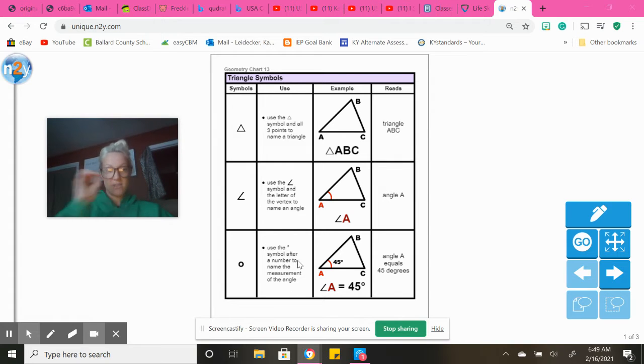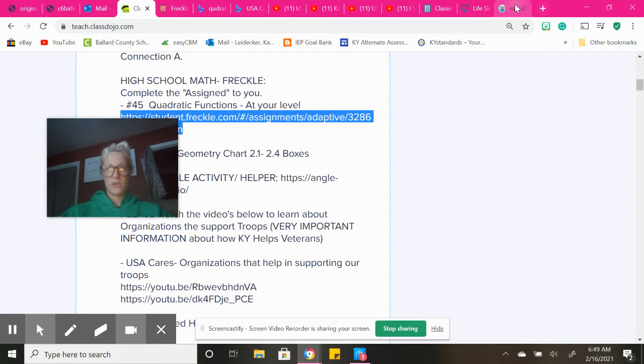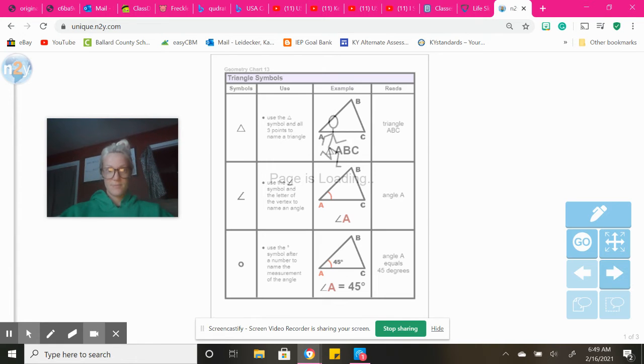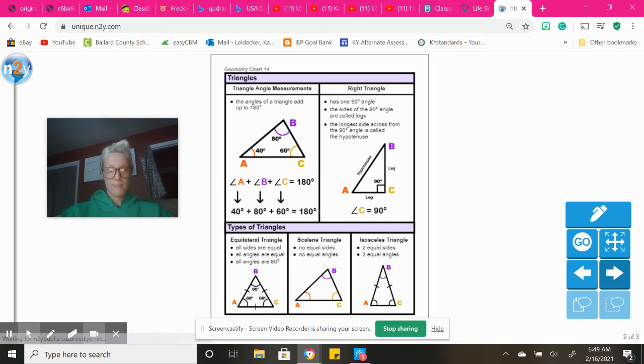And then we have the degree sign, which is the measurement of the angle, which will go into the activity helper for knowing your angle degrees. And then the next side here, we have a right triangle. So we know that right triangles equal 90 degrees. The angles of the triangles add up to 180 degrees.